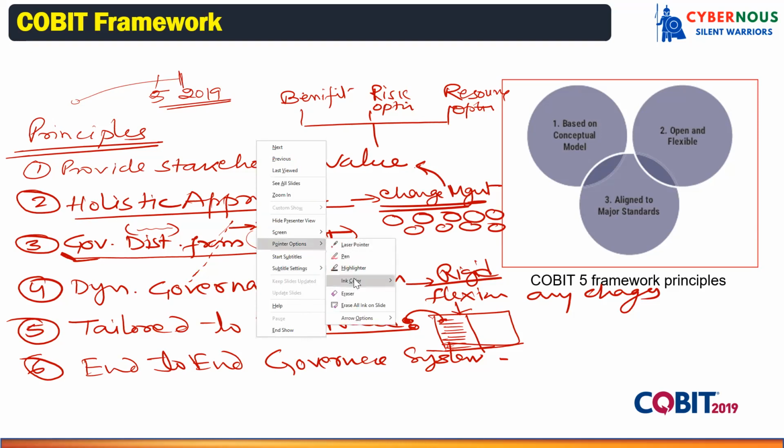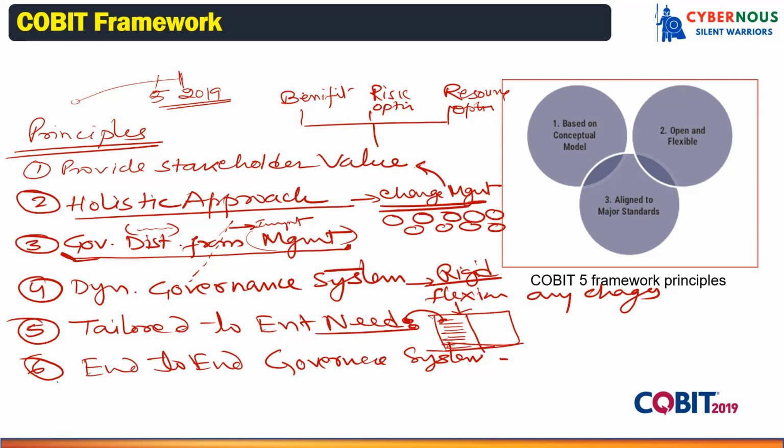Hello, sir. Can we go with the 4th one once again, please? The 4th one is dynamic governance system. That means your governance system is dynamic. It is adaptable to changes because your IT controls and the IT landscape keep on changing. There are changes on a day-to-day basis. Your governance system should be flexible enough to accommodate any kind of changes. Okay, makes sense? Yes, definitely, sir.